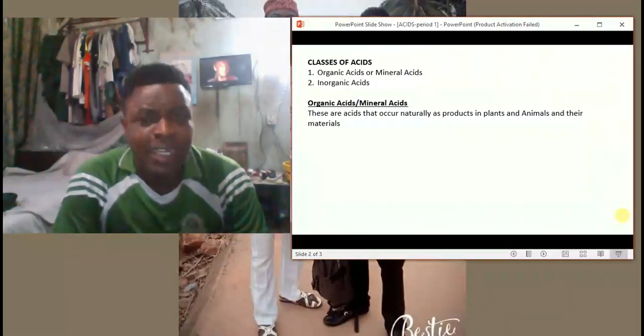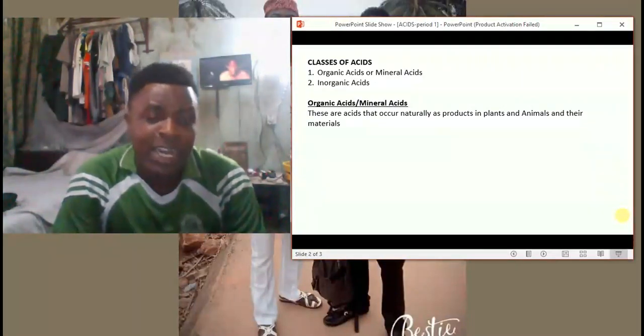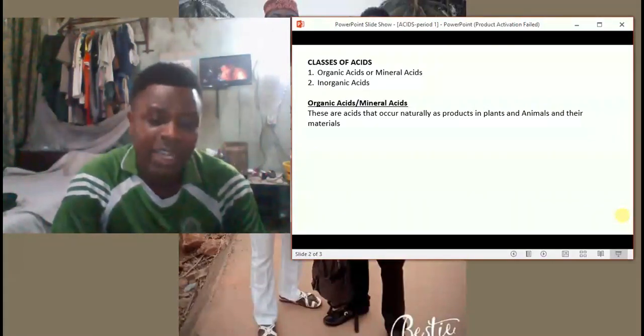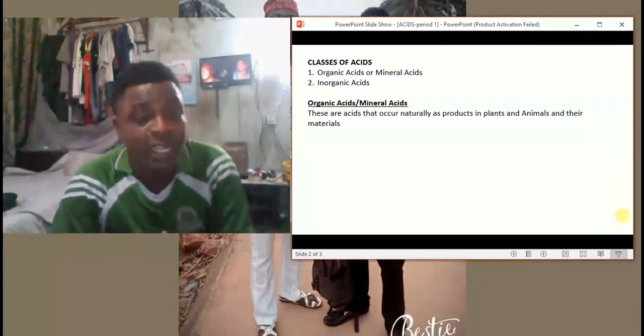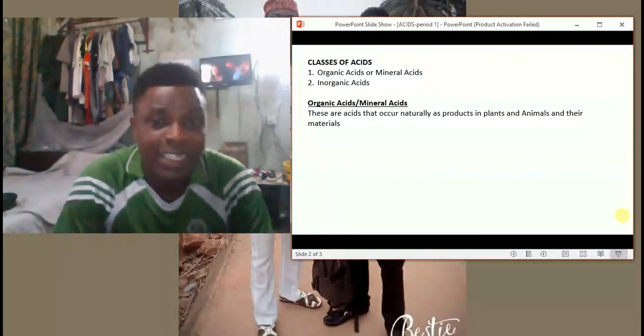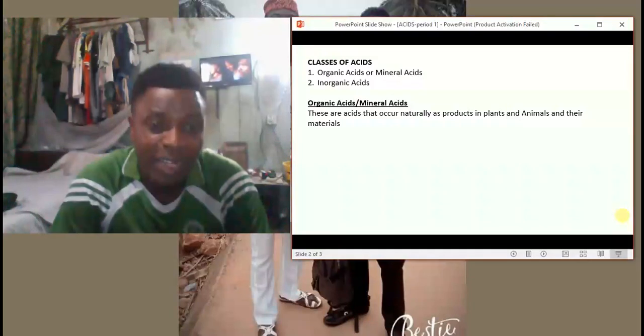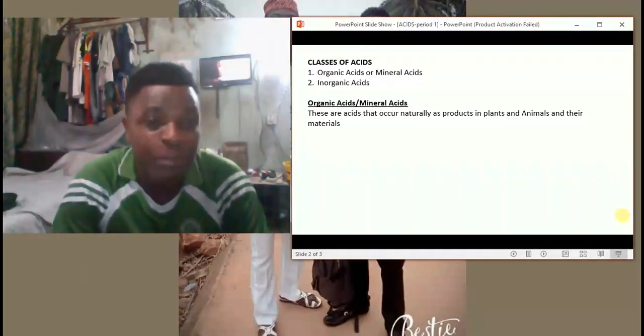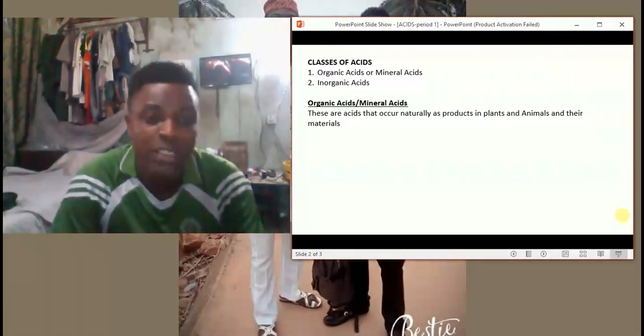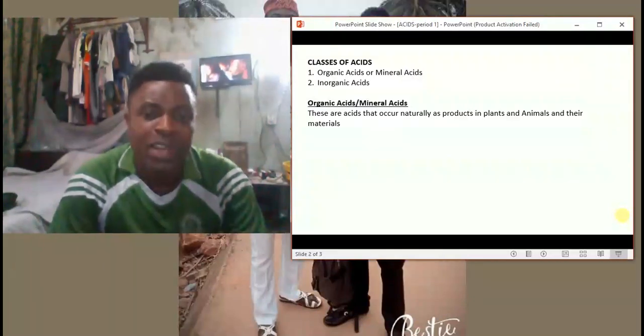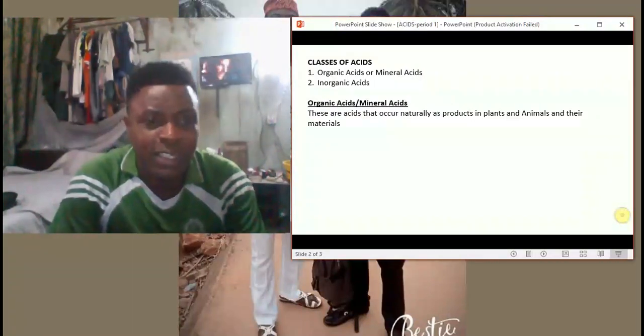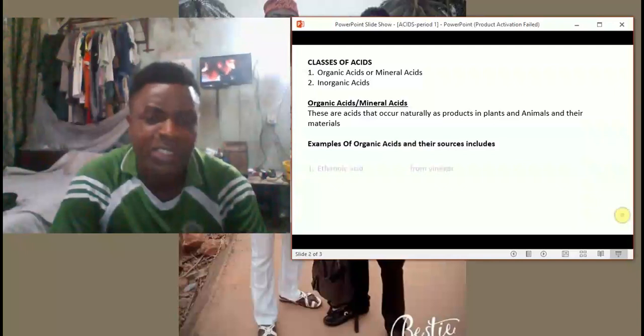Organic acids or mineral acids are acids that occur naturally as products in plants and animals and their materials. In other words, we can say that acids that are termed organic acids or mineral acids are acids that we normally get from plants or animals, including their products. Examples of this kind of acid and their sources are as follows.